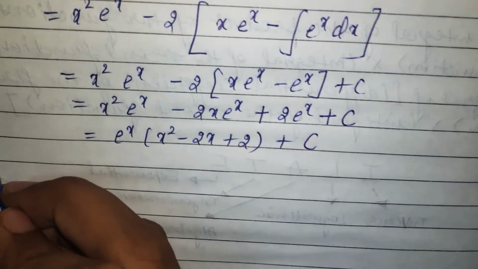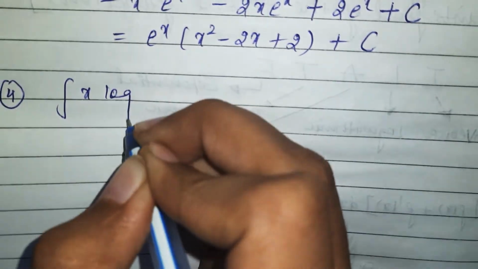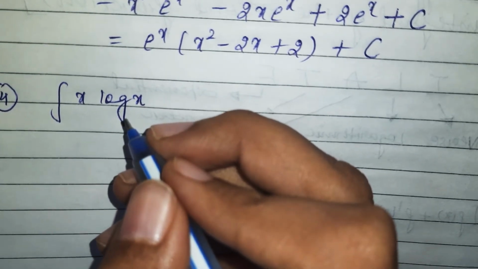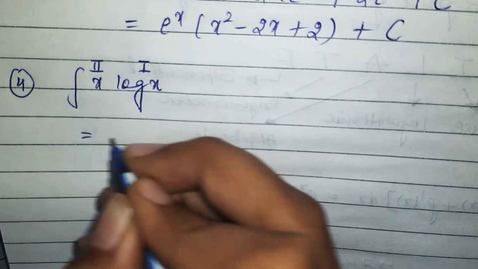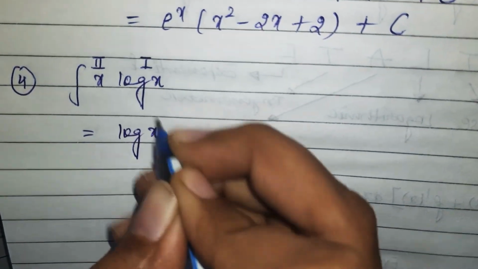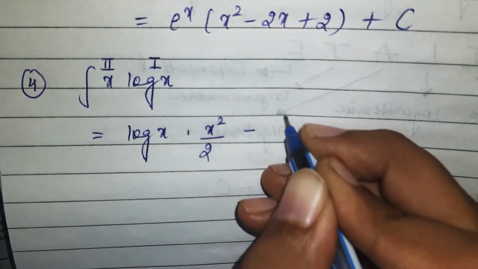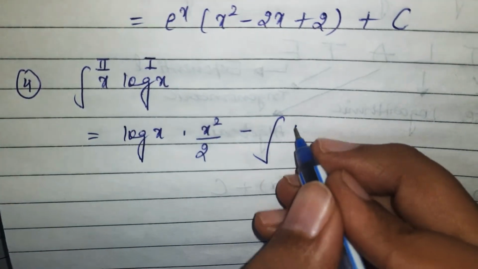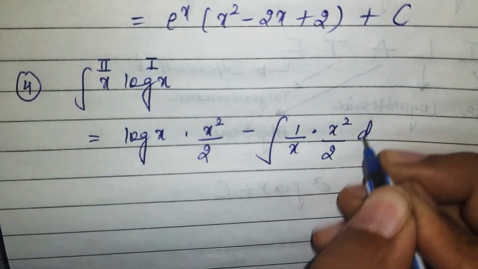Now, come to question number 4. In question number 4, I am having x log x. So, what will be your first function? This will be your first function. This will be your second function. First function same. Integration of second function is x square by 2, minus differentiation of first function, log x is 1 upon x, into x square by 2 dx.